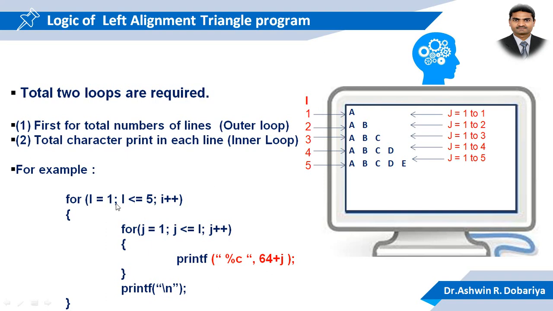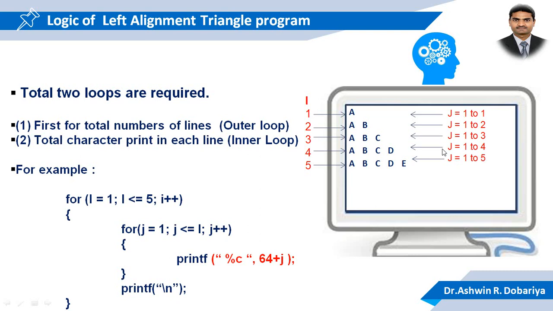Here the outer counter variable runs from 1 to 5. Let me discuss how we can set the inner loop. In the first line we want to print only one character. It means in the first line the inner loop should be executed only one time, so j is equal to 1 up to 1. Then in the second line we want to display two characters, so the inner loop should be executed 2 times: j starts at 1 up to 2. Similarly, in the third line we want to display 3 characters, so j starts with 1 and ends with 3. Similarly in the fourth line, 4.